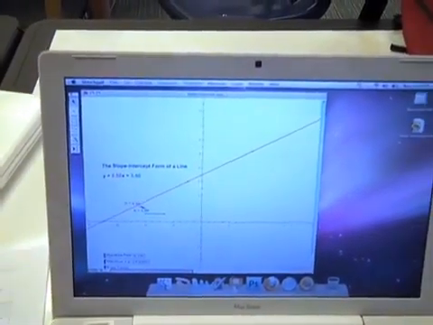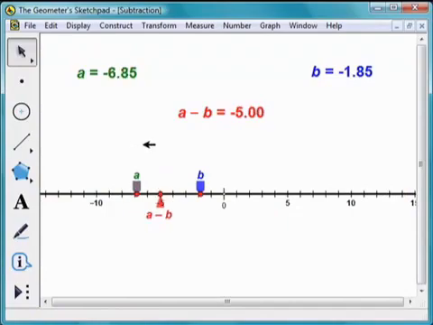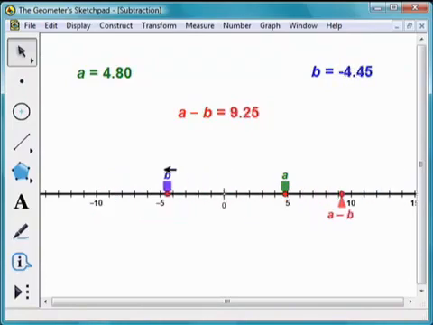Perfect. Yay. This is the commutative principle, the fact that A and B produce the same behavior. When I move A, you can see that I have the same behavior that I had with addition. But if I grab B now and drag it, I have a completely different behavior.